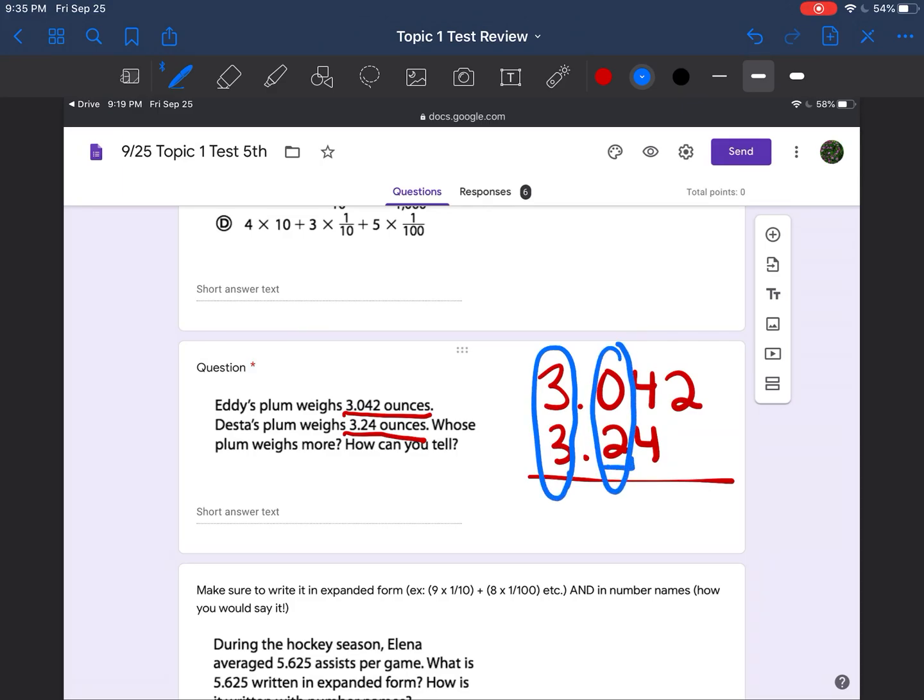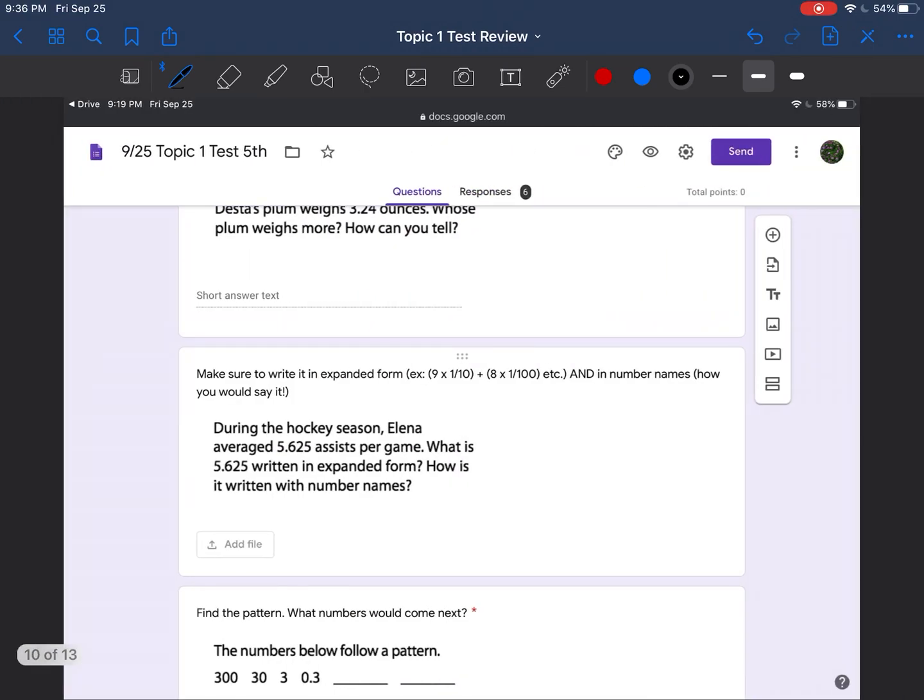The tenths place, I see 2/10 and I see 0/10. And I know that 2/10 is greater than 0/10. So Desta's plum is greater. And I can tell that by comparing the tenths place. The next one, it says, during hockey season, Elena averaged 5.625 assists.